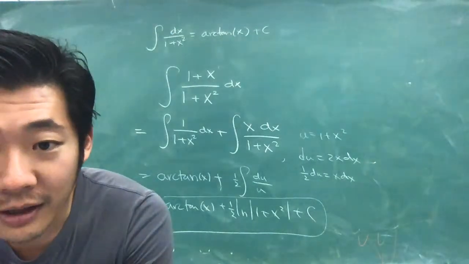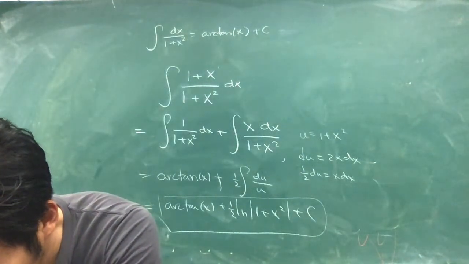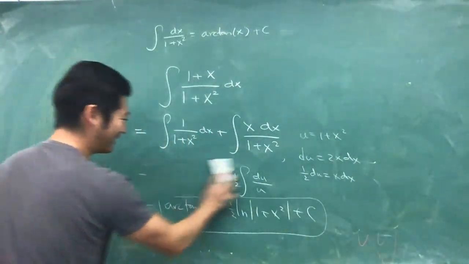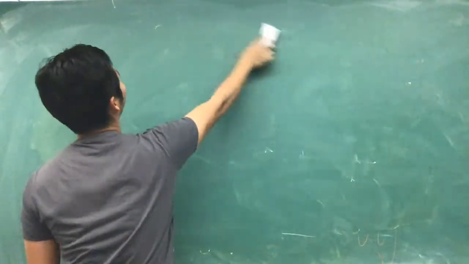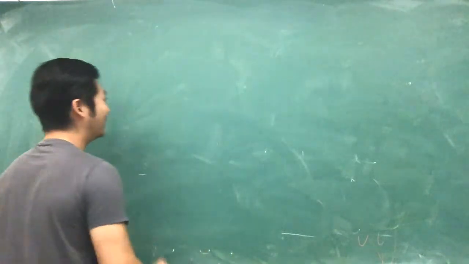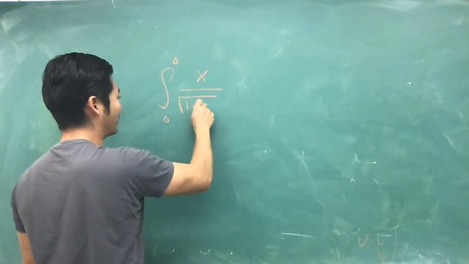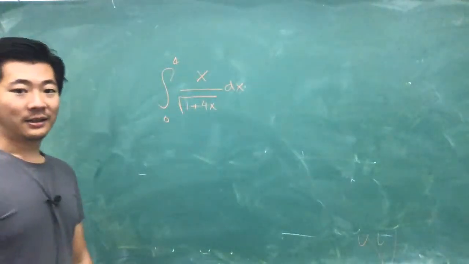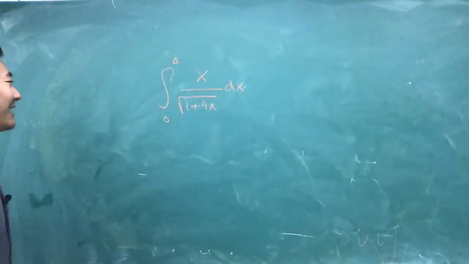Anyways, can you go over how you solve the fourth substitution problem? Oh, yeah, that one. Integral from zero to 4 of x square root of 1 plus 4x dx. Maybe I won't use red. It looks kind of crappy on the screen.